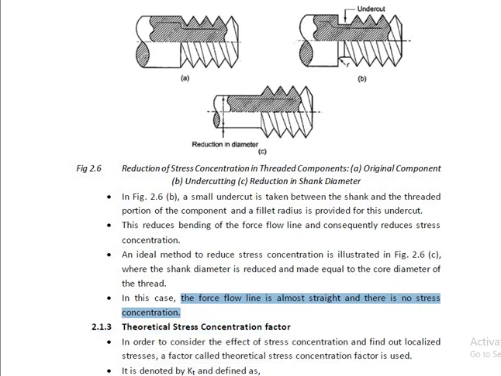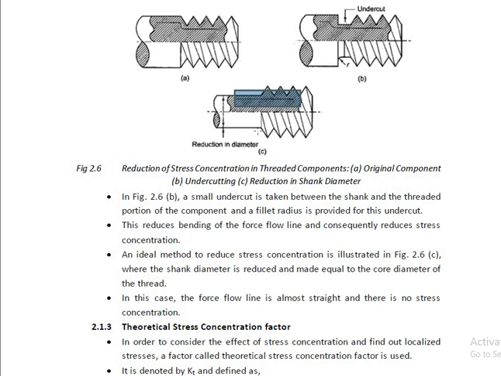Look at this force line. The force line is straight. In this case, there is a bending of force lines, where again we have provided the undercut. Now this force line does not have sharp bending, and in this case the force line is straight. So these are the methods by which we can reduce the stress concentration in the threaded member. First, providing the undercut in the threaded member. Second, the reduction in the shank diameter.